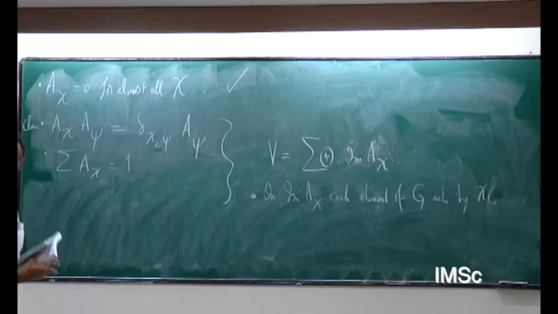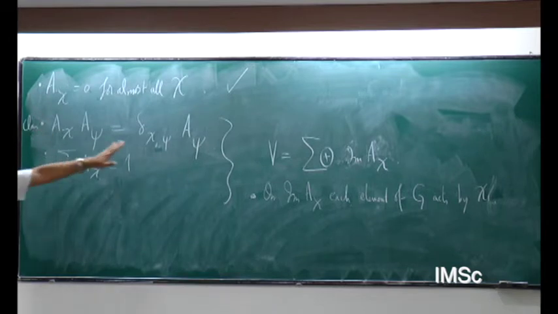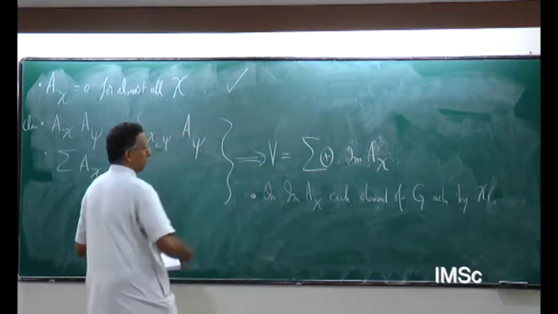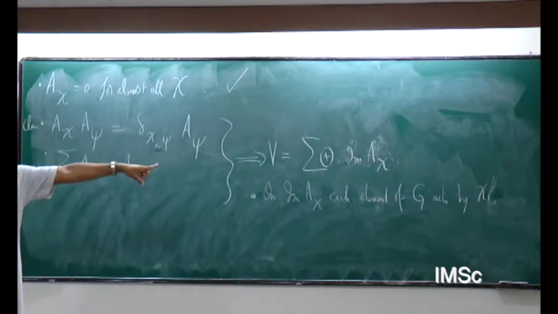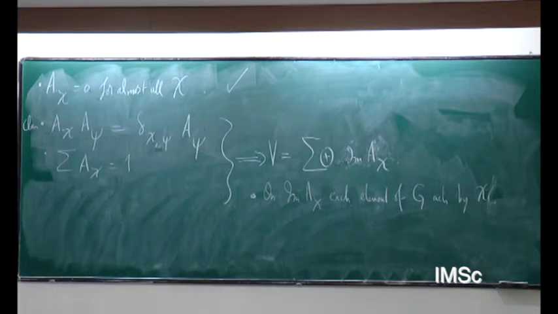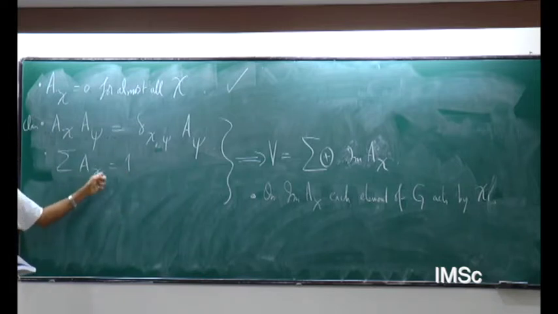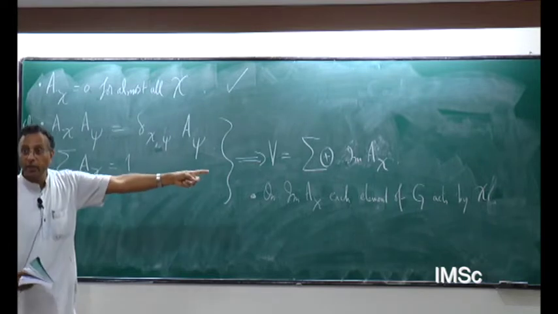So finally, for now we are assuming all these claims, right? Given these two, the first one follows. How does the first one follow? Take an element v of V and apply this to v. v is equal to the sum of A chi v. A chi v is of course in the image of A chi.